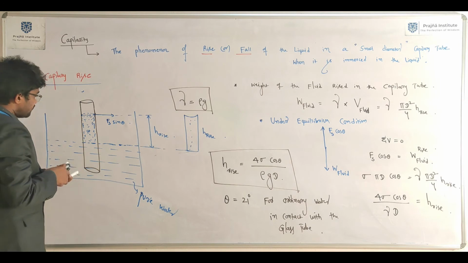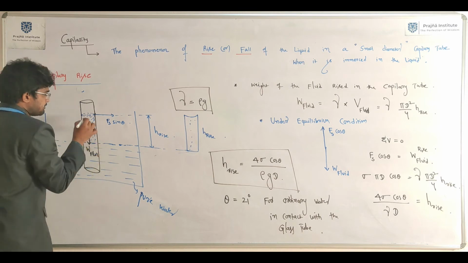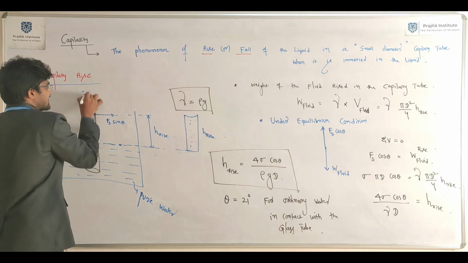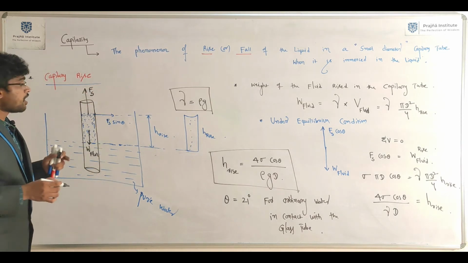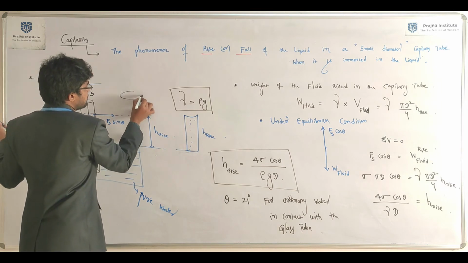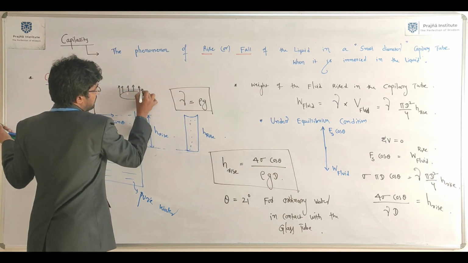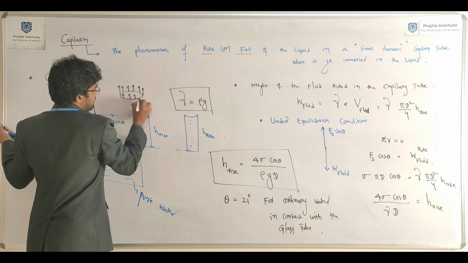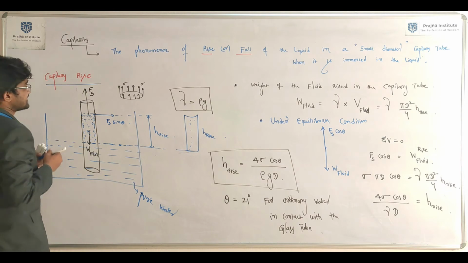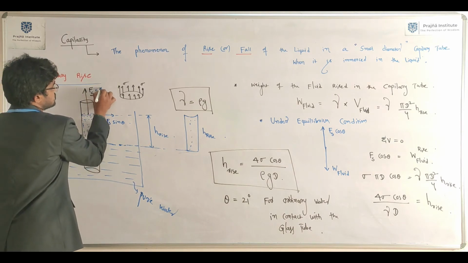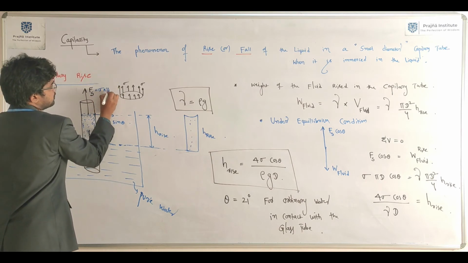Okay? So weight, of course, always acts vertically downward, and here the surface tension force will be acting vertically upward. All the surface tension forces, all the sigmas, are acting vertically upward. So the resultant surface tension force equals sigma into pi d.